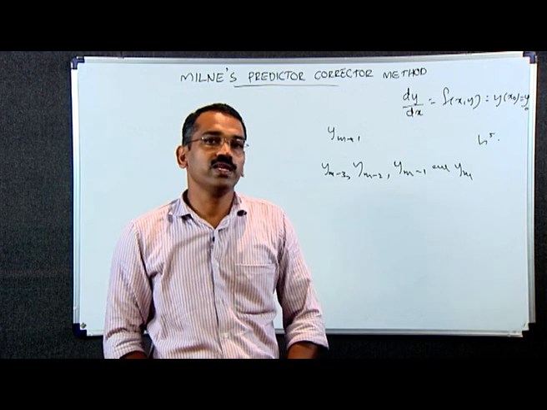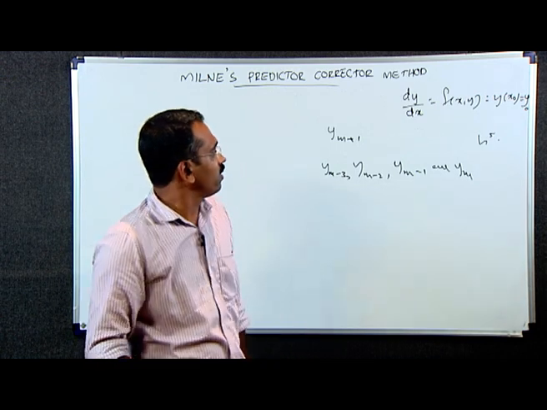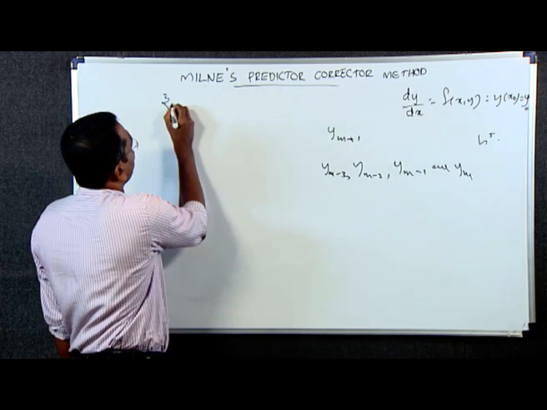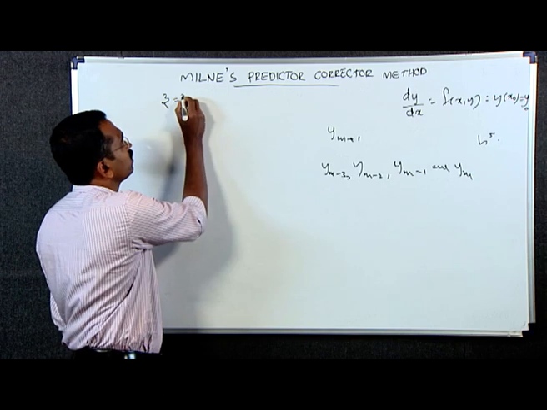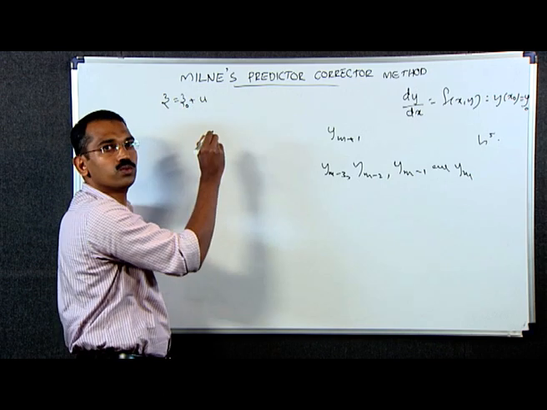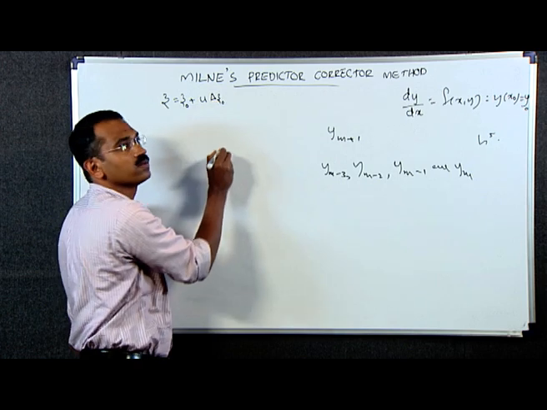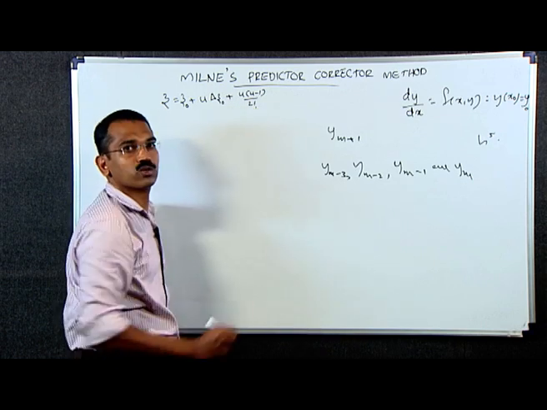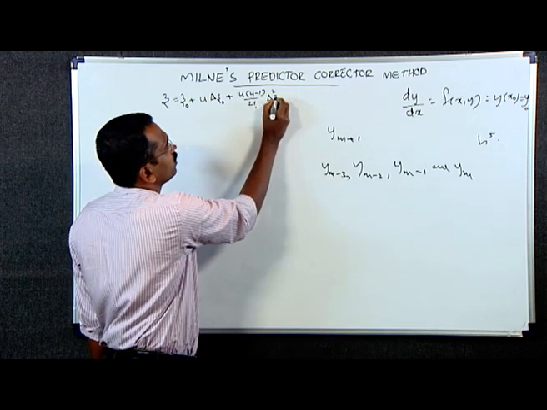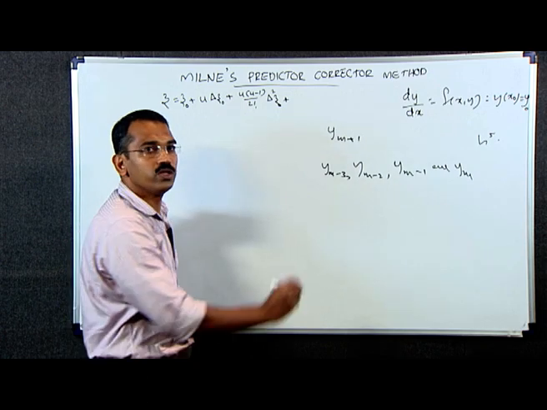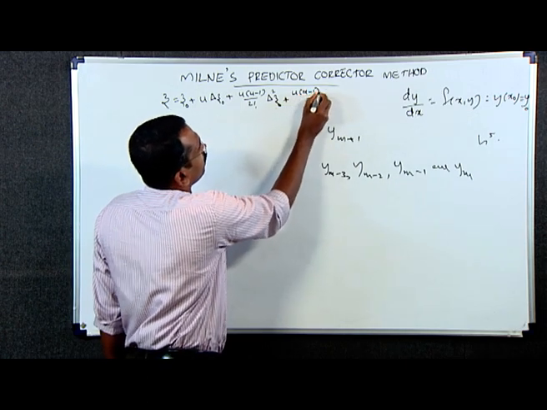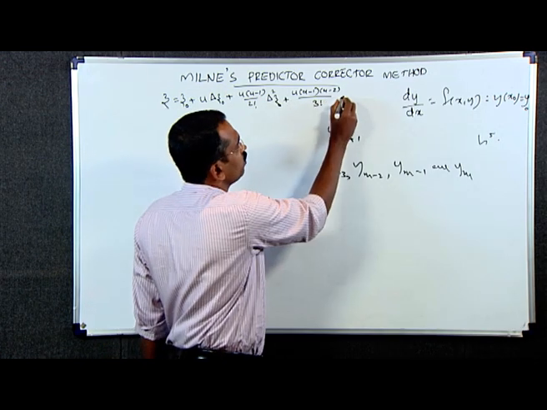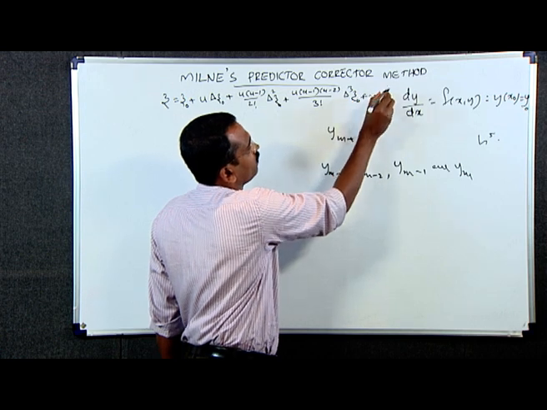Let me derive the Milne's predictor formula. We have Newton's forward interpolation formula: z is equal to z naught plus u into delta z naught plus u into u minus 1 divided by 2 factorial into delta square z naught plus u into u minus 1 into u minus 2 divided by 3 factorial into delta cube z naught plus etc.